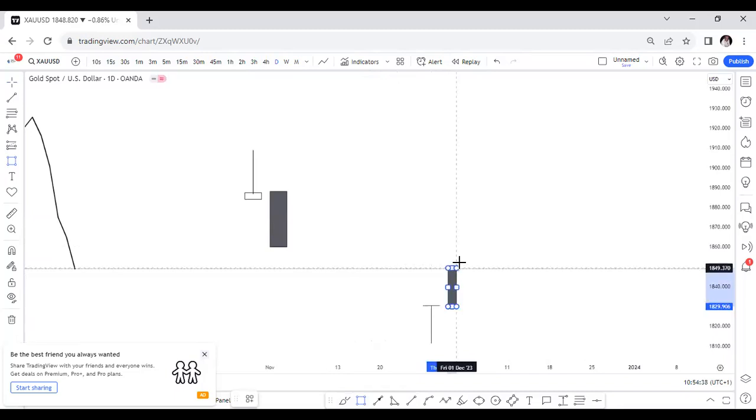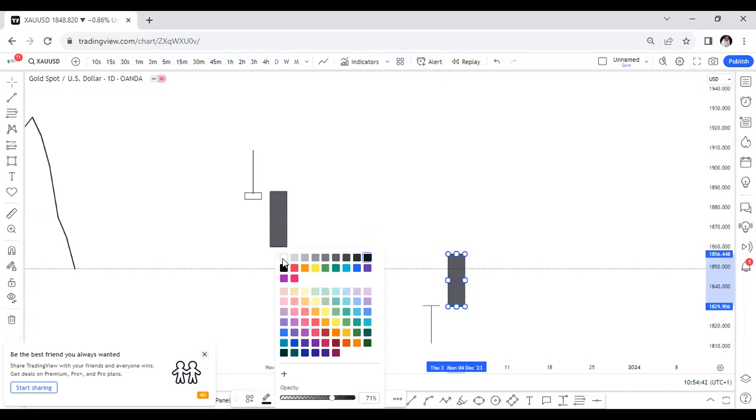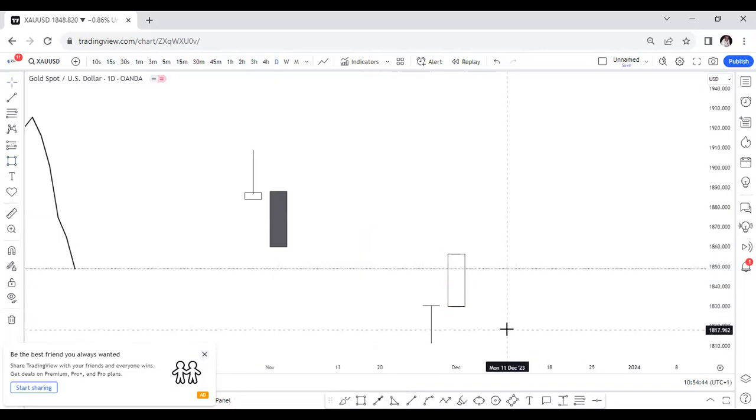And you have this as a white, as a higher closing candle. So this is a bullish engulfing, and this is a bearish engulfing. So that is the different variation of the engulfing pattern.